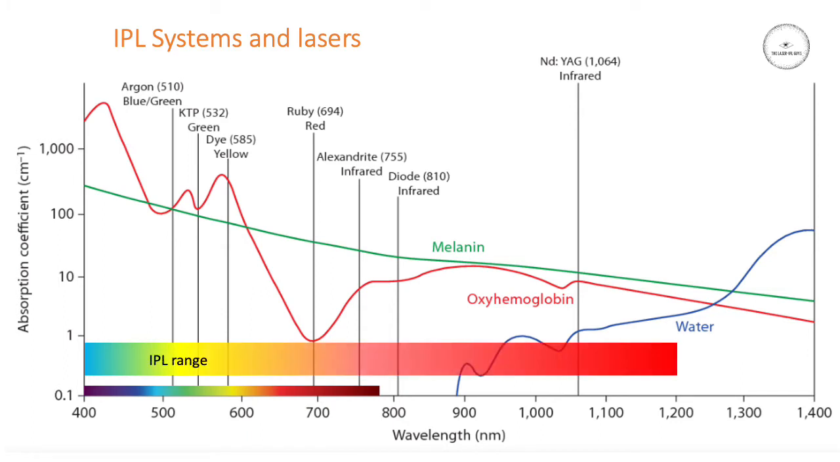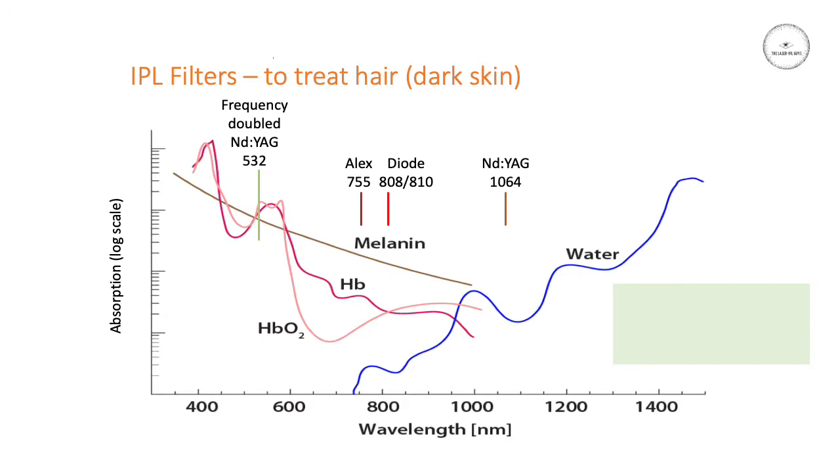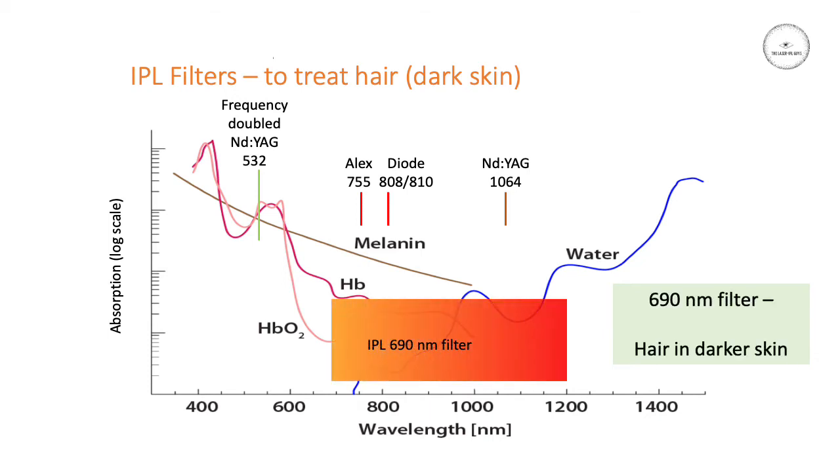And the IPL typical range, like I say, somewhere between about 400 and 1200 nanometers, which if you use the correct filters, you can then differentiate which chromophores will absorb which wavelengths. So if you want to treat hair in darker skin, then your target chromophore is melanin, and we would typically use a filter somewhere around 690 to 700 nanometers. So this will only allow wavelengths from that level up to 1200 to get through to the skin.